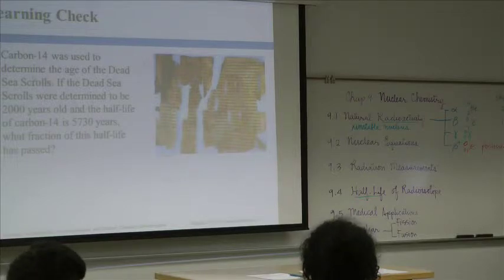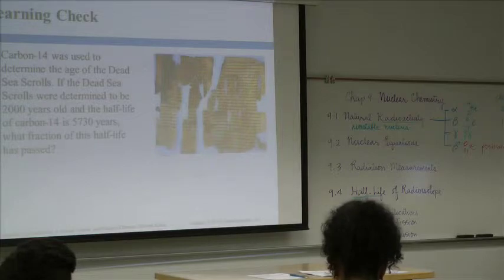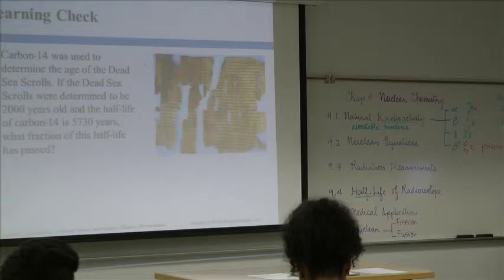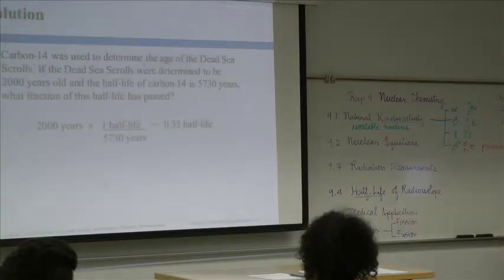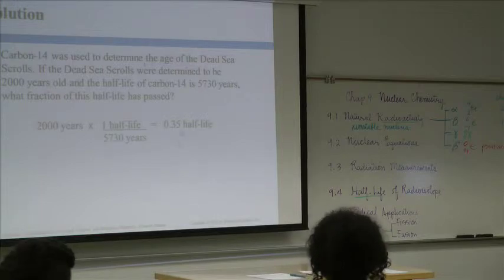Another one: carbon-14 was used to determine the age of the Dead Sea Scrolls. Actually, I got to see that in the San Francisco exhibit, 18 years ago. If the scrolls were determined to be 2,000 years old and the half-life of carbon is 5,000 years, what fraction of the half-life has passed? So given 2,000 years old, and the half-life of carbon is 5,000, it's 0.35 half-life.